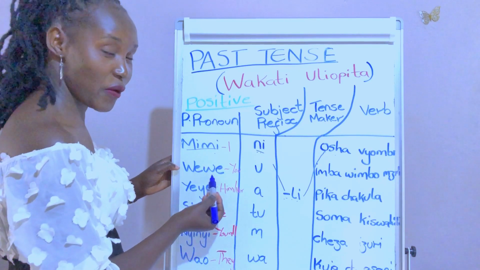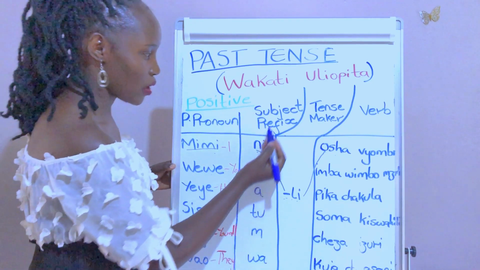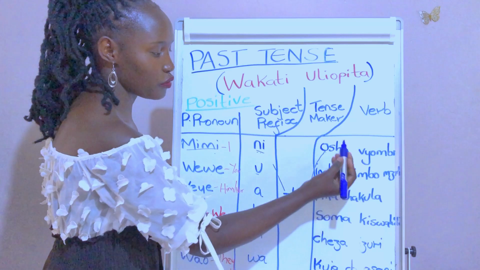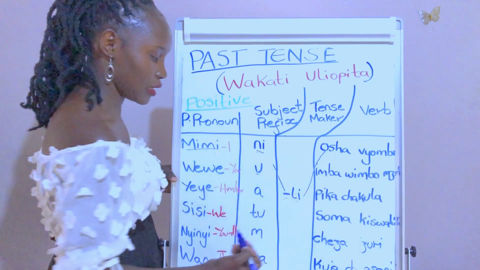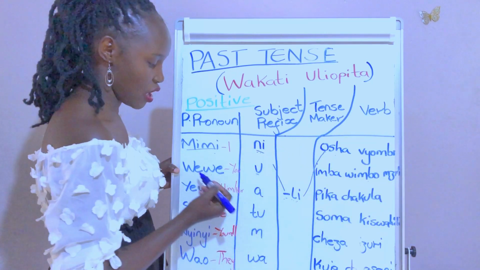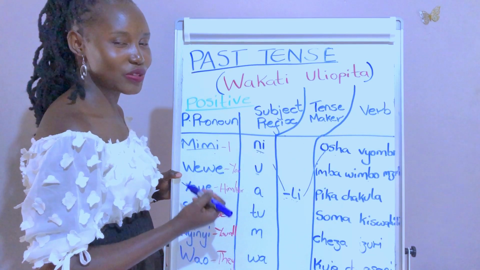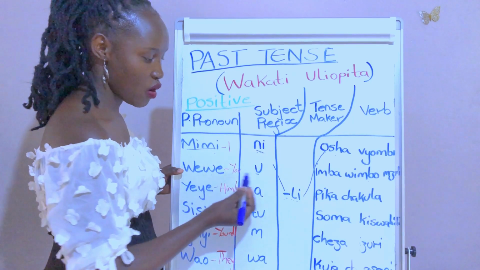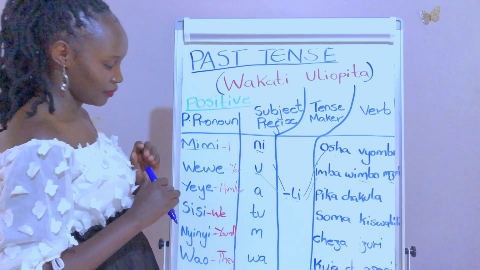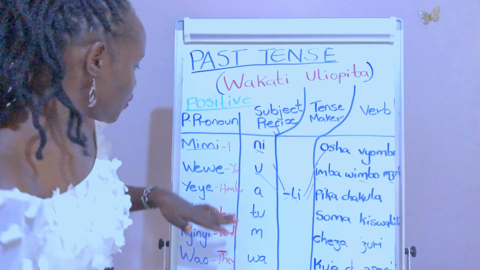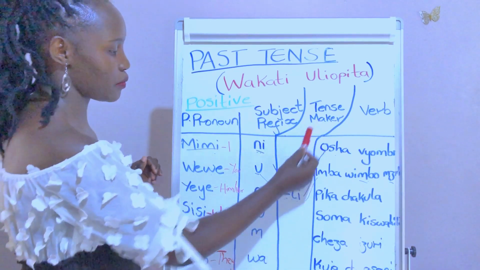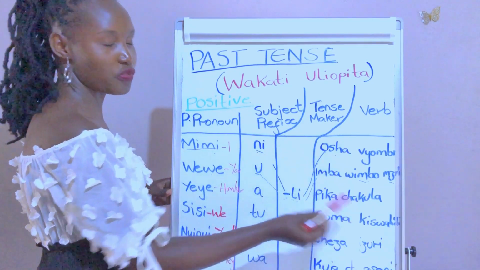Our next sentence, wewe, which means you. Our subject prefix u, and the tense marker remains li. Then the verb is imba wimbo mzuri. So let's connect this. Wewe uliimba wimbo mzuri. You sang a very nice song. It is very simple because you can see the personal pronouns are here, the subject prefix is here, and then tense marker remains li all through, and we fix our verbs.